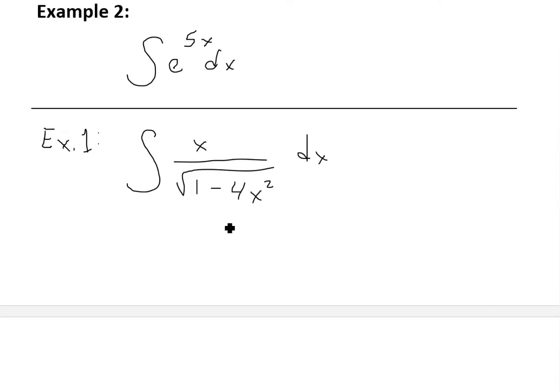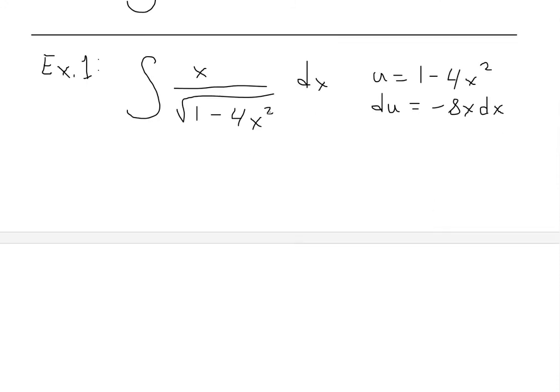In this case, we want to simplify the square root function by substituting u equals 1 minus 4x squared. Then if we take the differential here, we get du equals the derivative of 1, which is 0, and then bring the 2 down, so negative 8x dx. Learn more about differentials in the video link below.